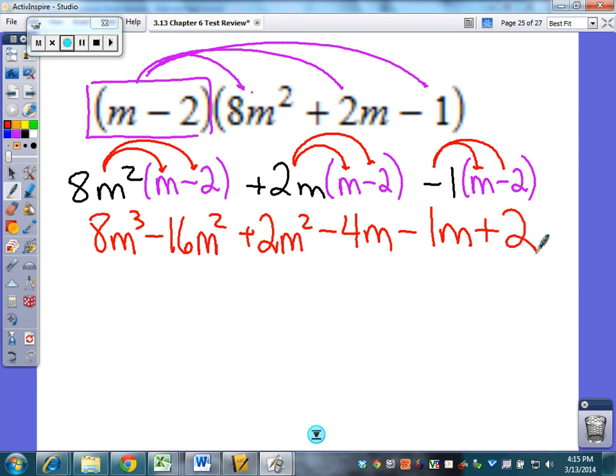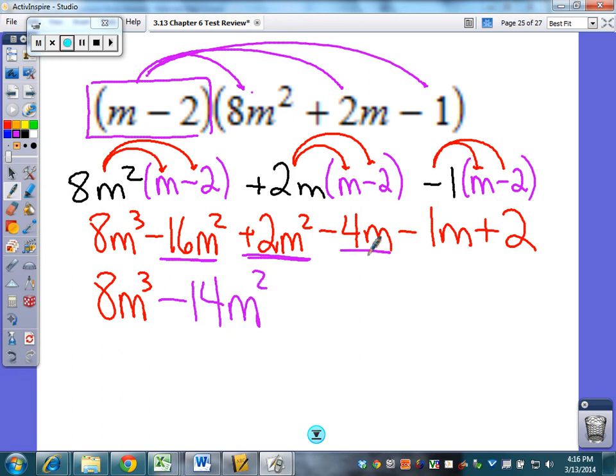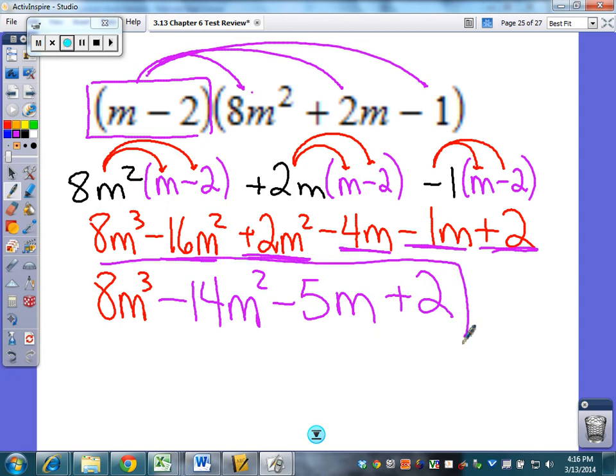Now I collect my like terms. Well, I don't have any other m cubed. Negative 16m squared plus 2m squared is negative 14m squared. Negative 4m minus 1m is negative 5m. And then we don't have any other constants. And this is my answer.